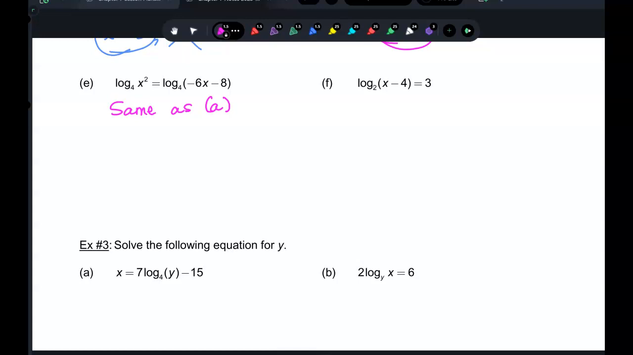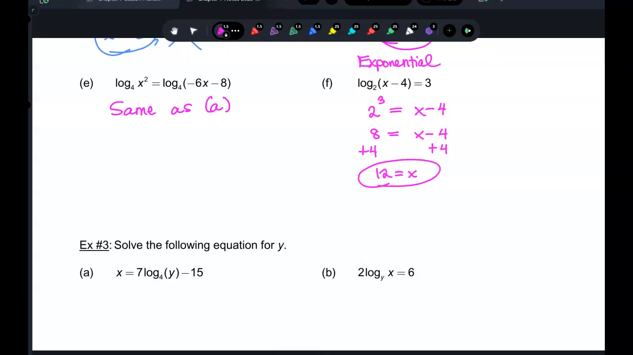Okay, I don't have a logarithm on the right side, so I want to rewrite it in exponential form. Little base 2 to the power of 3 equals x minus 4. Big base to the power of 3, because that's what we were doing at the very beginning. Remember, when there's only one logarithm, we rewrite it in exponential form. So that'll make this 8, and then we'll add 4 to both sides. x equals 12. Yes, fine. Good.